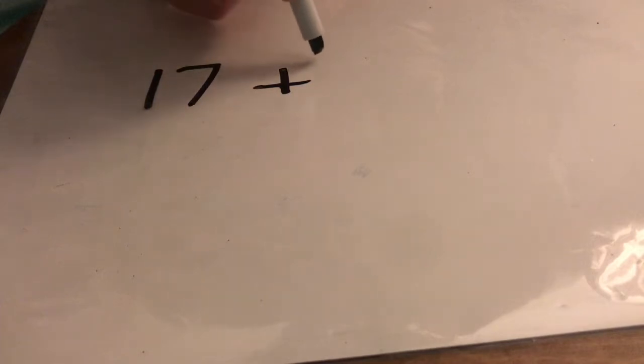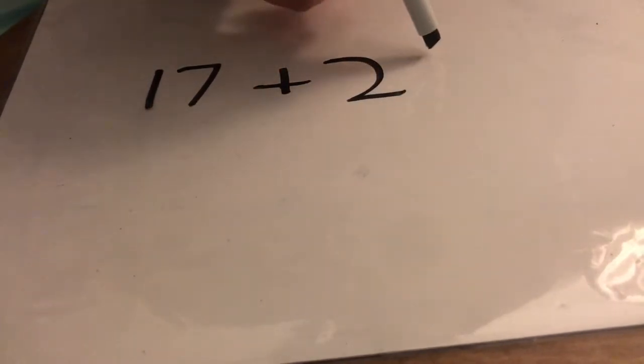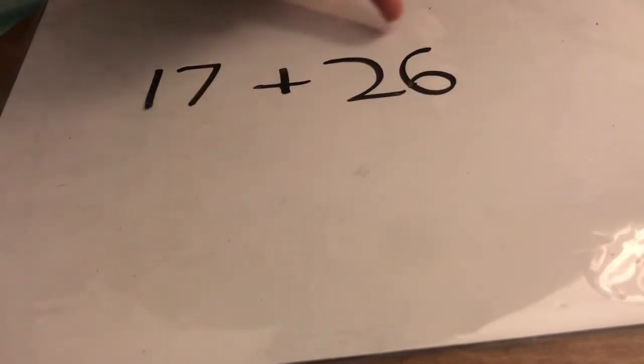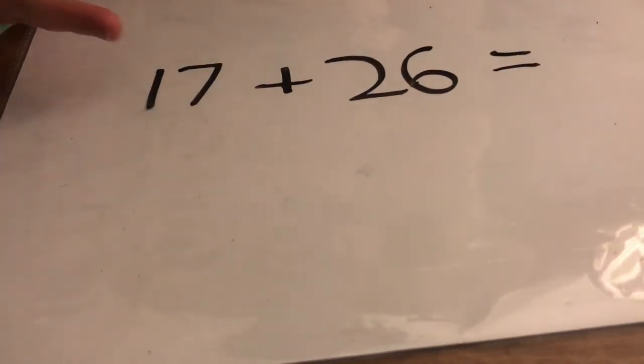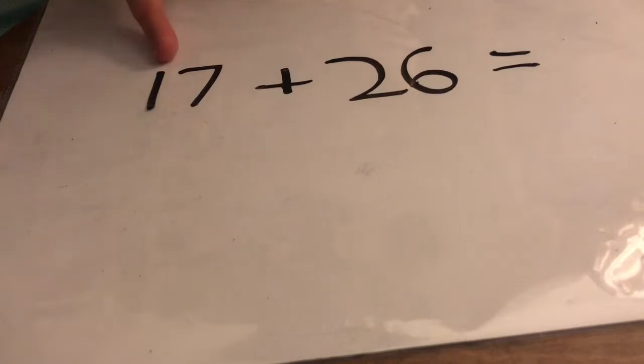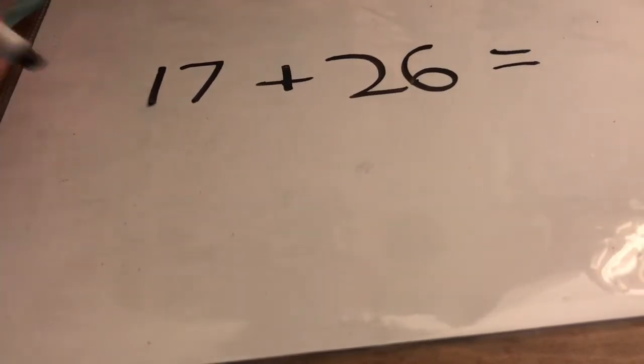All right, now I'm going to show you how we would draw out 17 plus 26. 17, which is 1 ten and 7 ones, plus 26, or 2 tens and 6 ones, equals how many? Okay, so we said that 17 is the same as 1 ten and 7 ones.